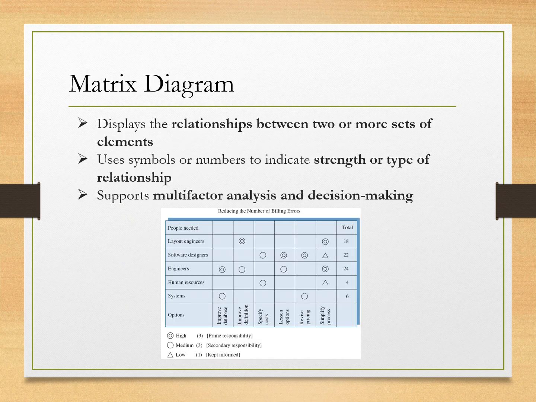A matrix diagram is a powerful tool for showing relationships between different factors. Think of it like a spreadsheet that helps you see how one group of items connects to another. Symbols or numbers show the strength of each relationship. For example, a filled circle for strong, an open one for weak, and blank for none.